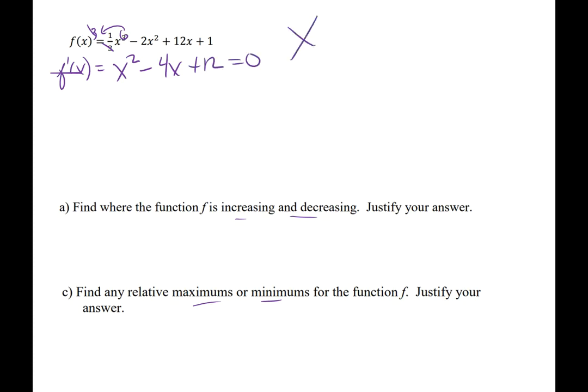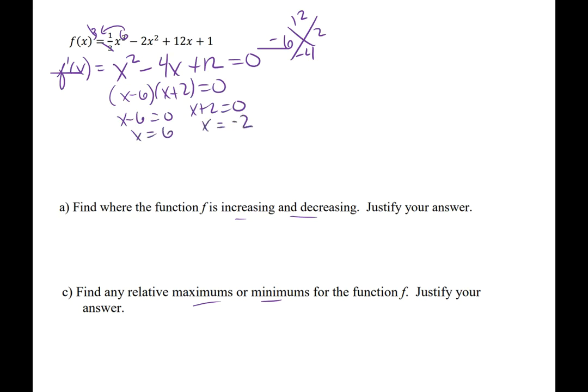It's quadratic, so you're going to do your own magic x's. So let's see, I'm seeing 6 and 2 make that negative. So x minus 6 times x plus 2 equals 0. And we've got x minus 6 equals 0 and x plus 2 equals 0. So x equals 6 and x equals negative 2.